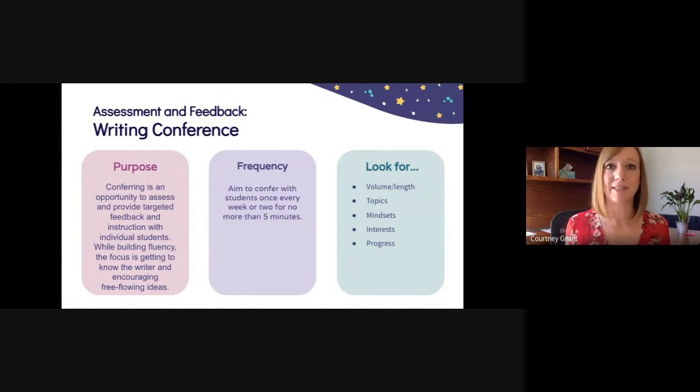The two of you are sitting side by side. Their writer's notebook is open. They're picking a piece that they've worked on recently that they want to show you.